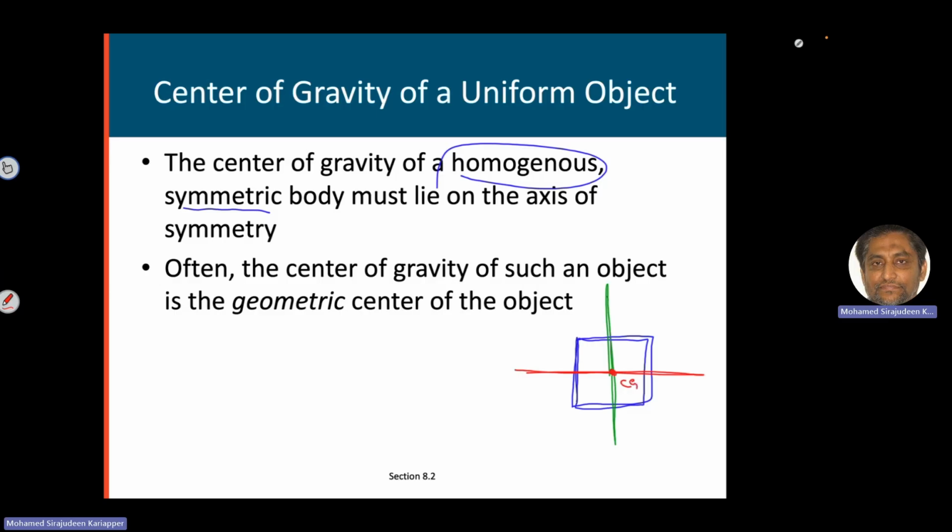It is lying on the red line, which is a symmetry axis. It is lying on the green line. It is also a symmetry axis. So it's very easy to find the center of gravity when the object is homogeneous and there is some symmetry. All you have to do is draw two symmetry lines. The intersection of the two symmetry lines is where the center of gravity is. All right.